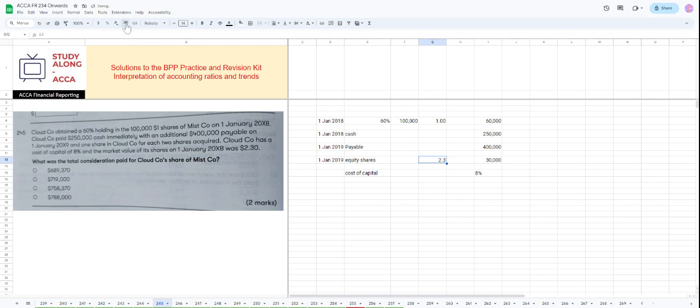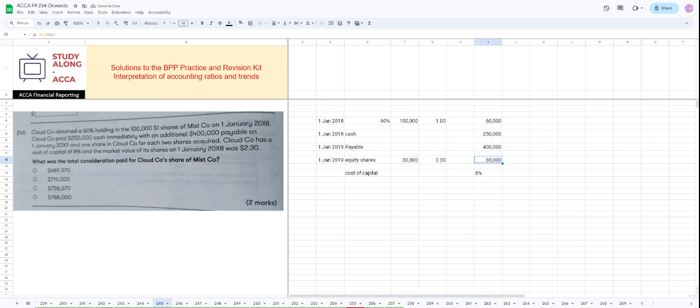So for this 30,000 shares, this is the number of shares. We'll divide it by 2, because for every two shares we are giving one share. So actually we are giving them 50,000 not this, but this multiplied by 60%, 30,000. The 30,000 shares we are giving at the rate of 2.30. So this is what we are giving.